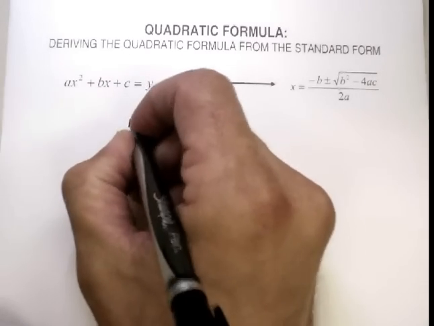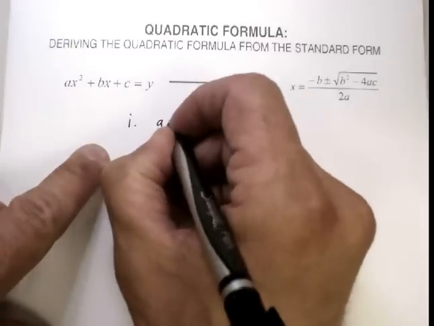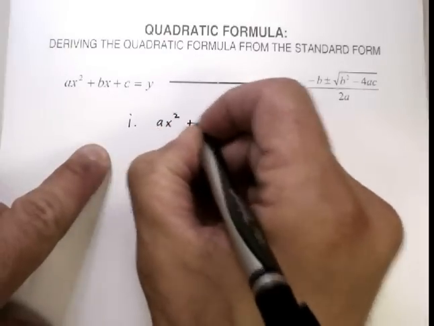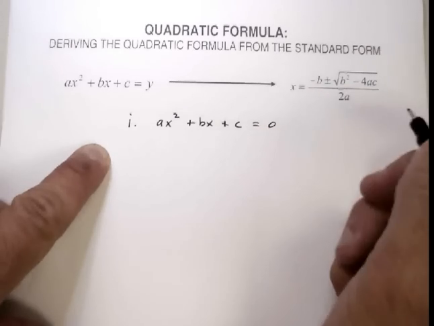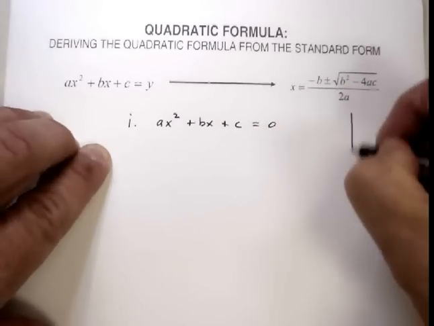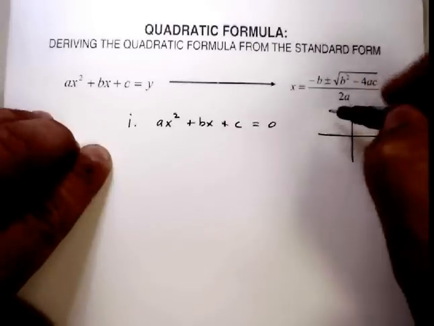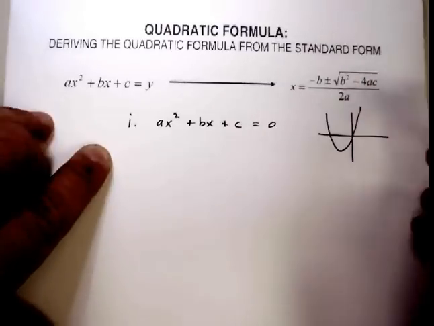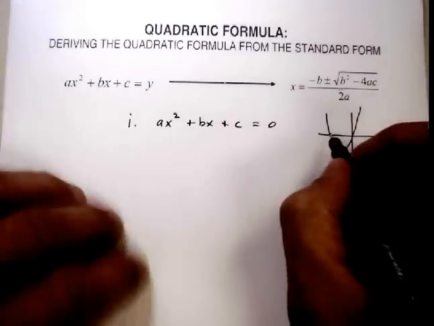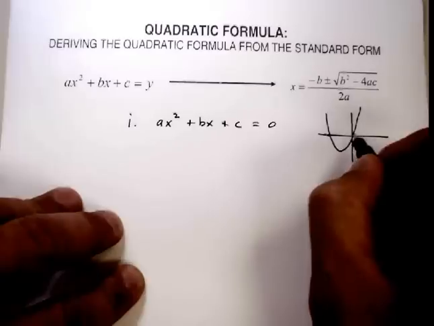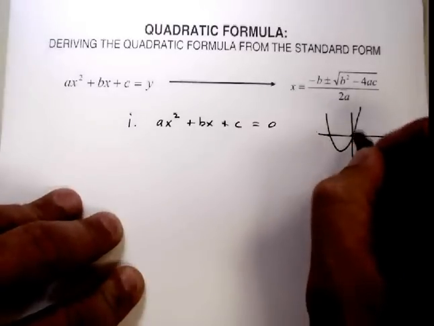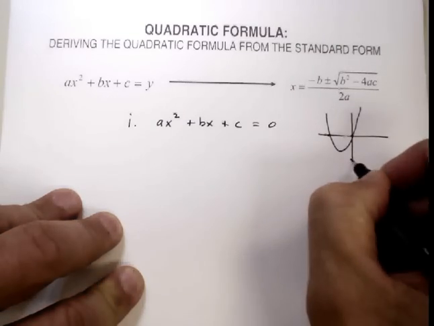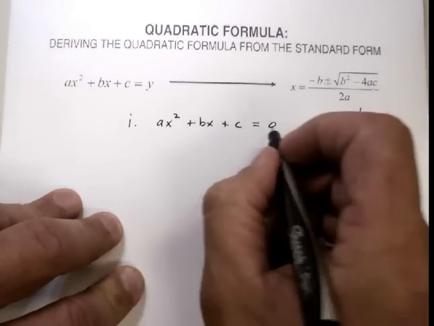So in our first step, we're going to say ax squared plus bx plus c is equal to 0. Because again, if you look at your parabola like this, we're trying to solve for where this parabola crosses the x-axis. That's what the x is. At the x-axis, here's the y-axis, y is equal to 0. So that's what we're solving for.